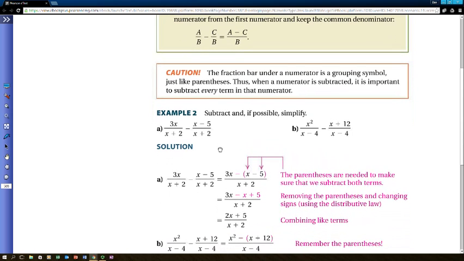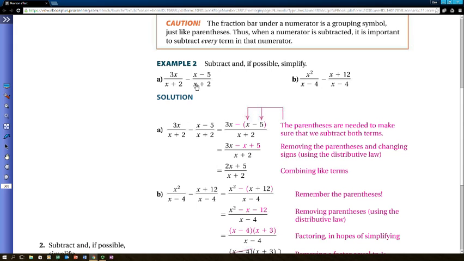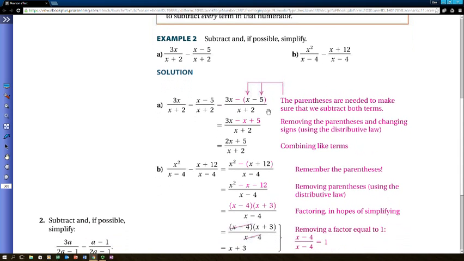Let's look at these examples. Example A here, I got 3x all over x plus 2 minus this fractional expression x minus 5 over x plus 2. Well, they have the same denominator, so I can just subtract the numerators. Very common error though, you got to subtract the entire numerator here. In other words, this is like there's a grouping symbol around this. It's like taking the opposite of what's in this parentheses, and I end up with a negative x plus 5, the opposite of negative 5.